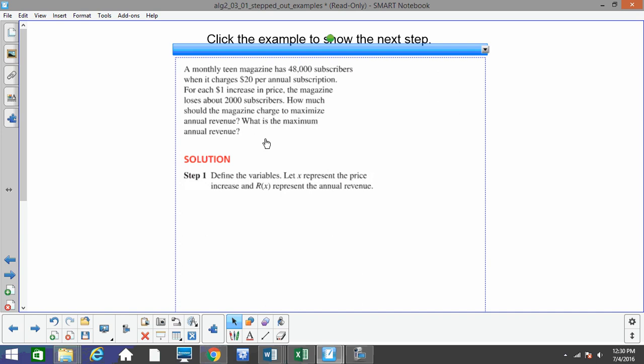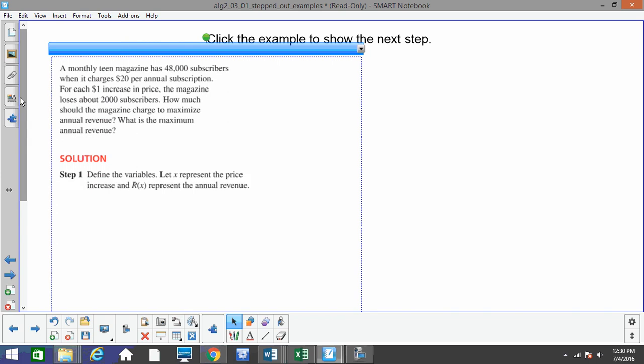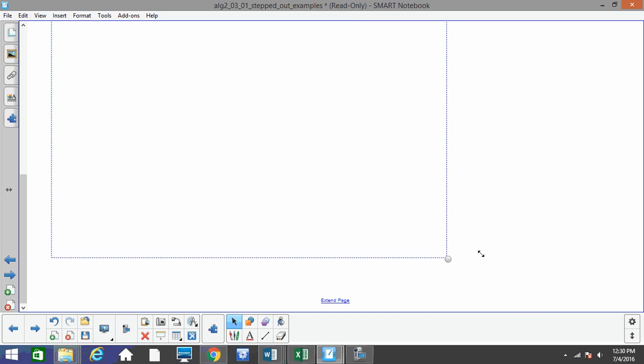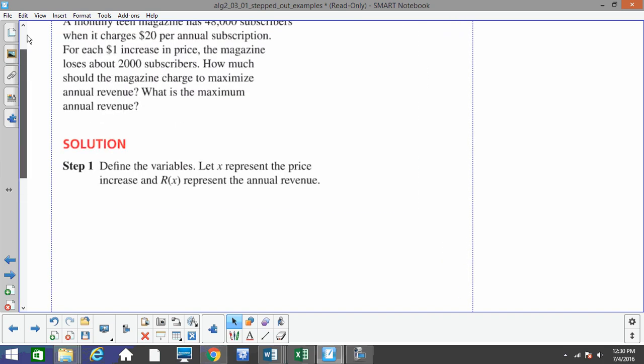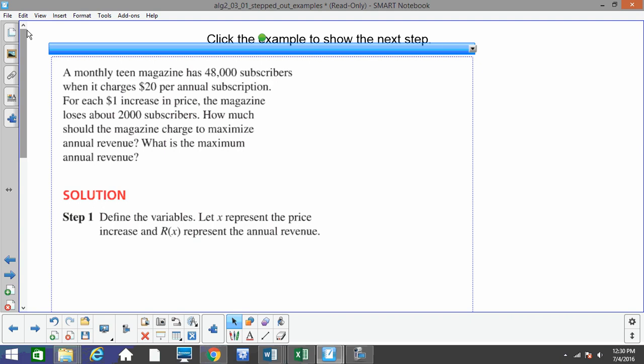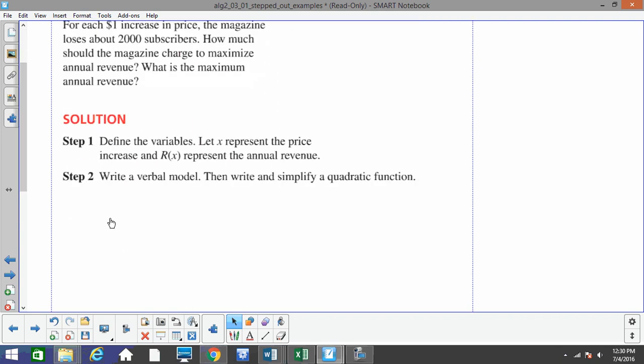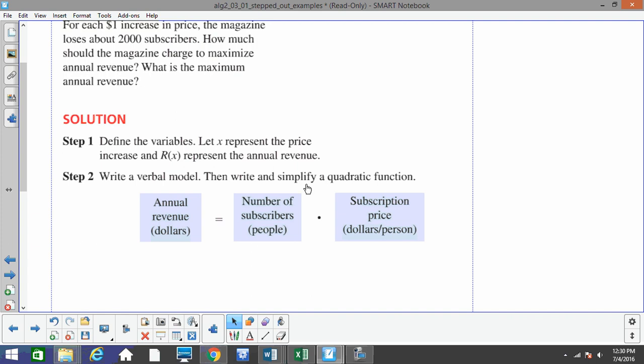Okay, so this seems like it's going to be a tough problem, but it's really not that bad. Let's kind of enlarge that so you can see that a little bit better. That's much better. So we're going to start by defining our variables. X is going to be the price increase, and R of X is going to be your revenue. So your revenue is going to be the number of subscribers times the subscription price. And that makes sense. The amount of money you make is the number times your cost.